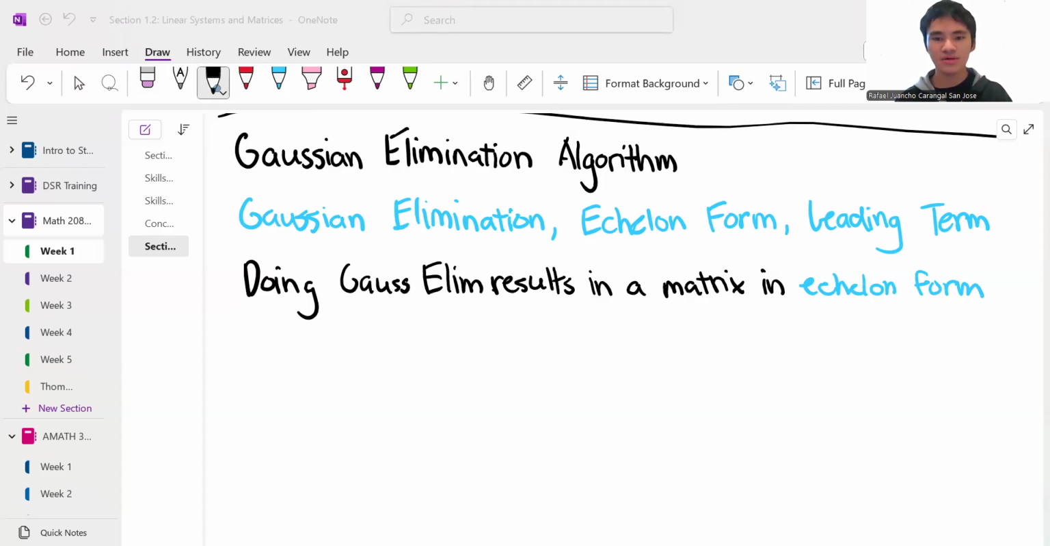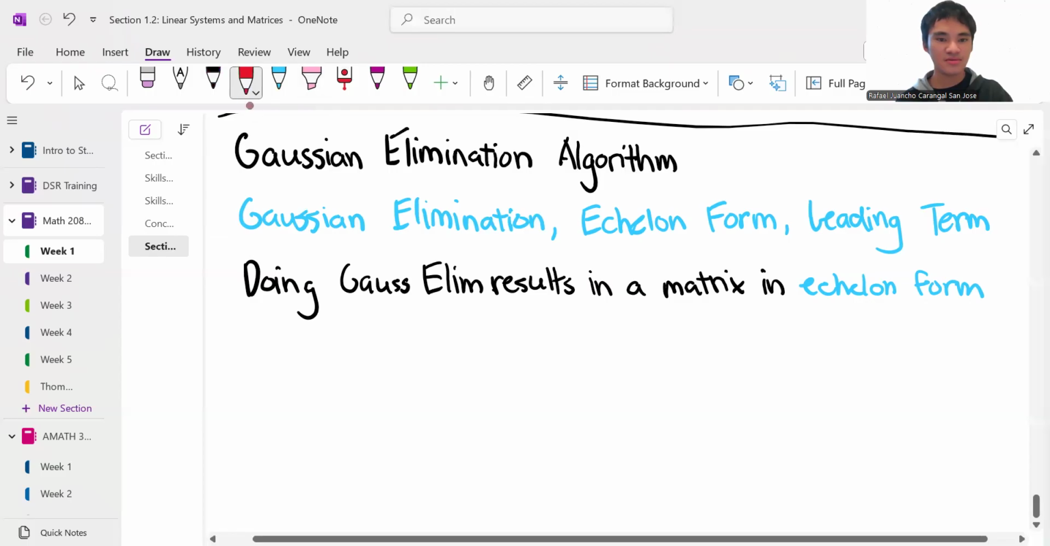I'm just going to say it out loud, but there will be a definition after this. In that definition, that's where the leading term comes in. The leading term of a row is the leftmost non-zero term in that row. And a row of all zeros has no leading term. So let's look at that definition.